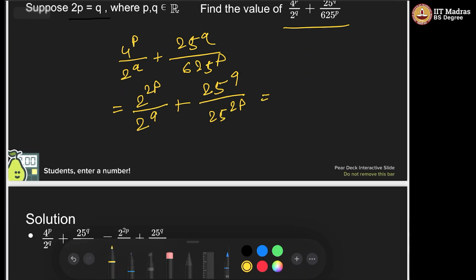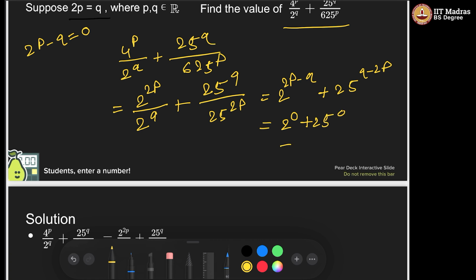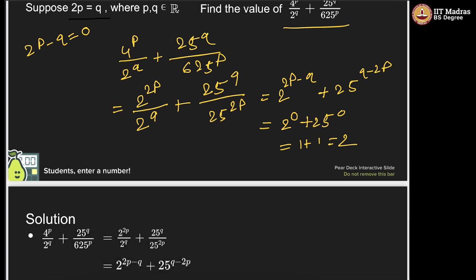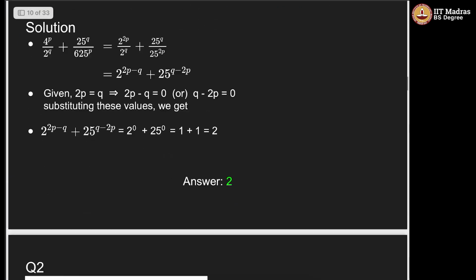Now we can write it as 2 power 2p minus q plus 25 power q minus 2p. We have 2p equals q, hence 2p minus q or q minus 2p will be equal to 0, right? So we can put the value over here and we will get 2 power 0 plus 25 power 0. This is equal to 1 plus 1, which is nothing but 2. So the value of the given quantity is 2, and 2 is the answer.